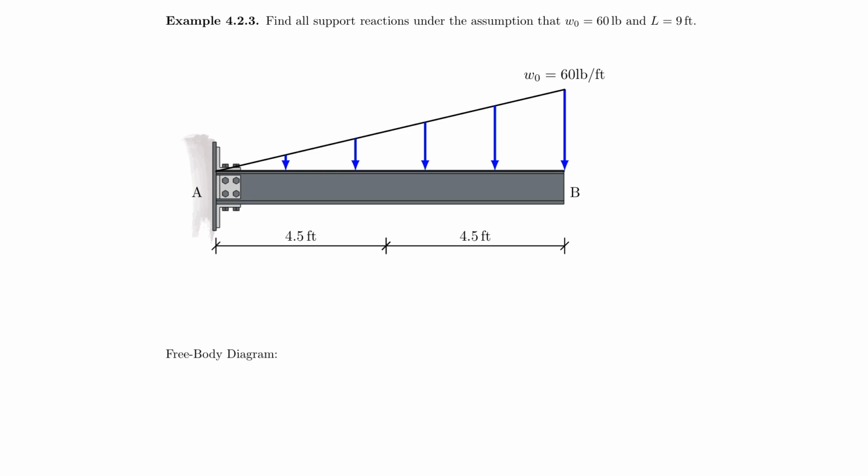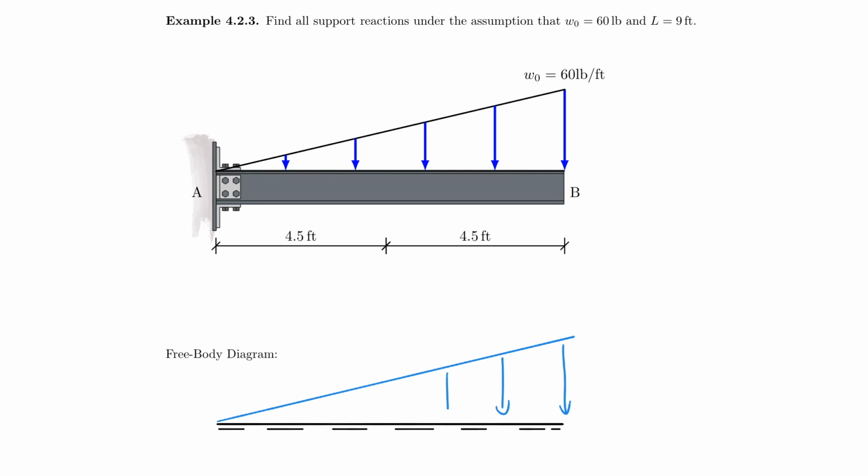As always, we start off with our free body diagram, and a free body diagram for a rigid body always has the dashed lines added to it. And I bring down my forces next. So let's use this triangular force with 60 pounds per foot right here. So that only applies here at this location, 60 pounds per foot.